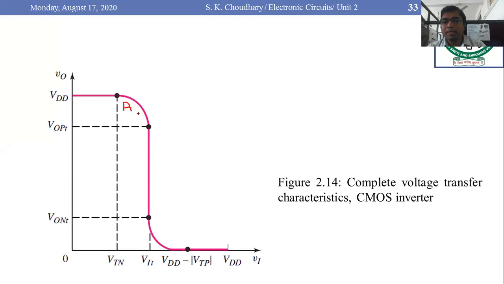Your output voltage would decrease, and that would come to the level of VOPT. And now in between this point, VOPT and VONT, that is the B region. Here you can say that NMOS and PMOS both are in the saturation region. And after B, there is a transition region for the NMOS. It would enter the C region, where your NMOS would enter into the non-saturation region and PMOS would be in the saturation region.